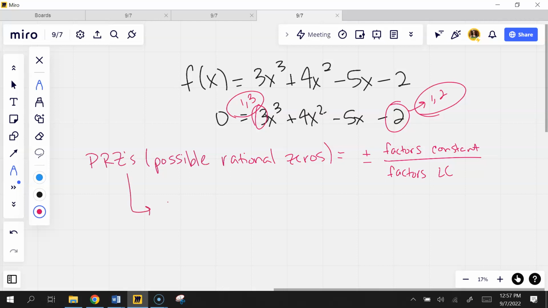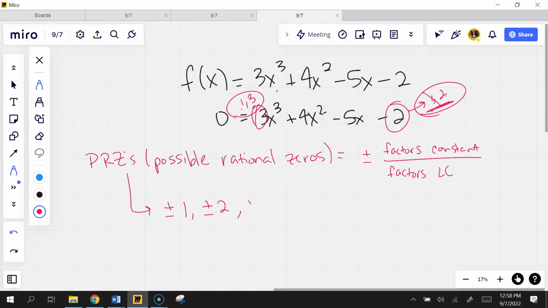So the PRZs for this one, and don't forget your plus or minus. Plus or minus, I'm going to do all of these divided first by 1, and then I'm going to do all of these then divided by 3. If I had another number here, I would do all of these divided by the next. Well, I'm doing plus or minus, so it could be either one. So no, the negatives don't matter. 1 divided by 1 is 1. 2 divided by 1 is 2. I'm done with that one.